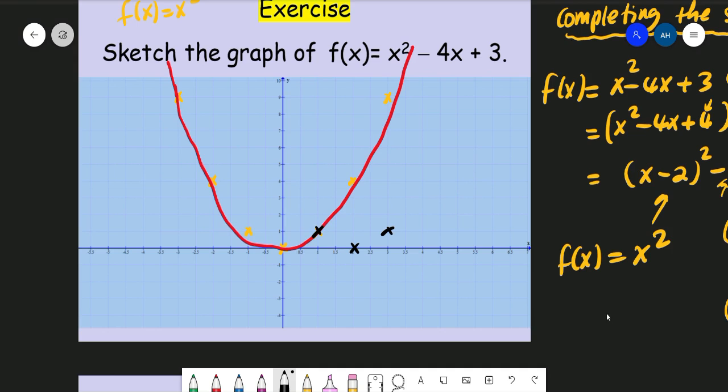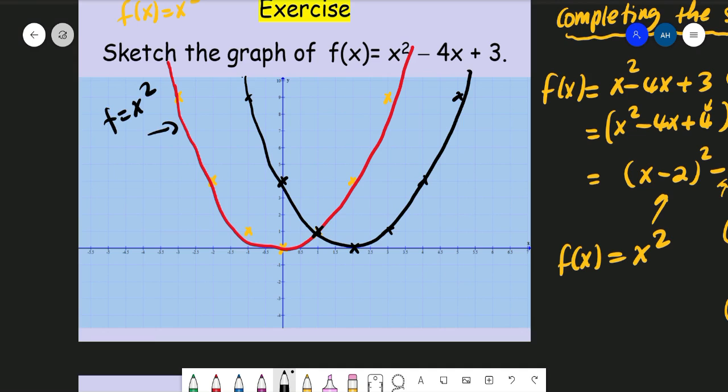Now this point, 2 units to the right, like this. Now this point over here, and this one over here. So if we join these points, passing through all of them, we have the graph of, okay, if this red one is f(x) equal to x squared, that black one is actually equal to (x minus 2) squared.